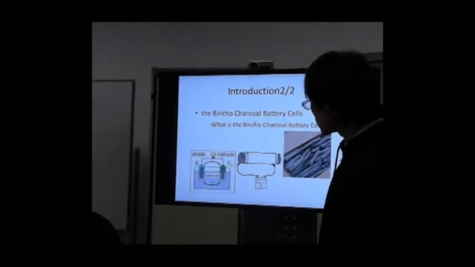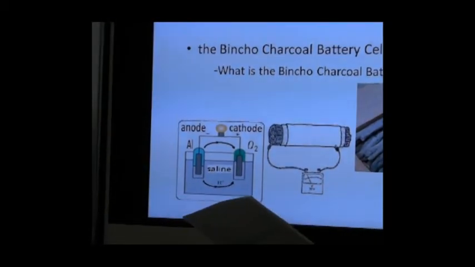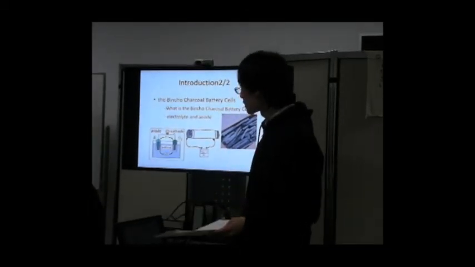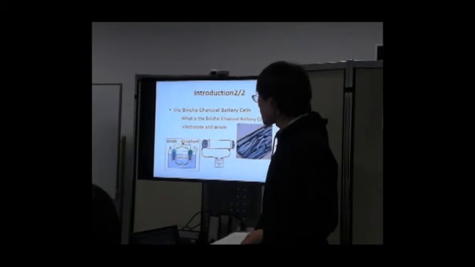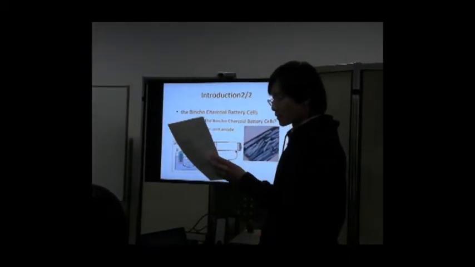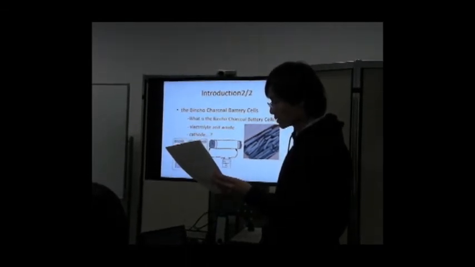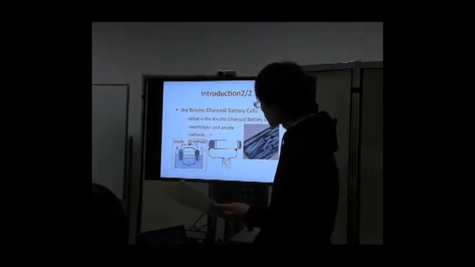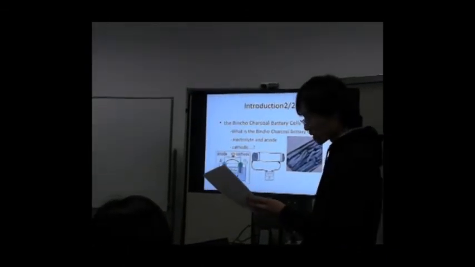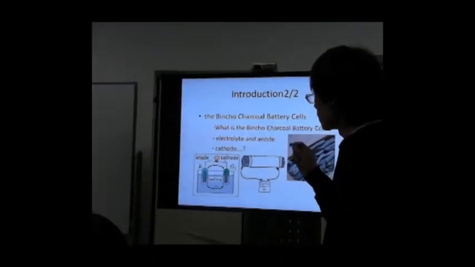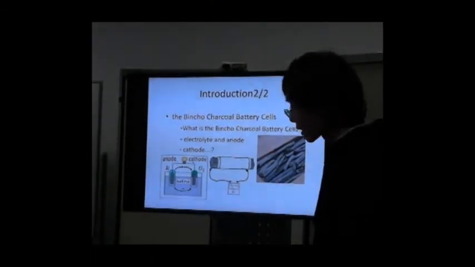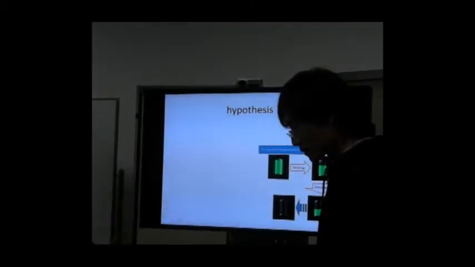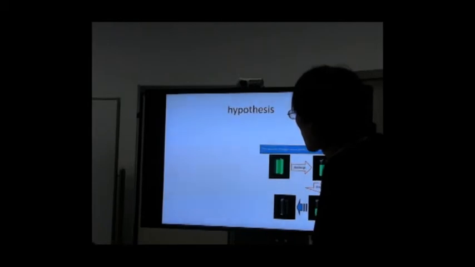I searched for the basic information about Bincho charcoal battery cell. The saline works as electrolyte. Aluminum foil works as anode. And cathode, 10% of battery is oxygen, which is stored in the Bincho charcoal. But I couldn't find any further explanation. Sorry. We can't see what is reacting through my eyes. So I checked by myself if the cathode is really oxygen or not.